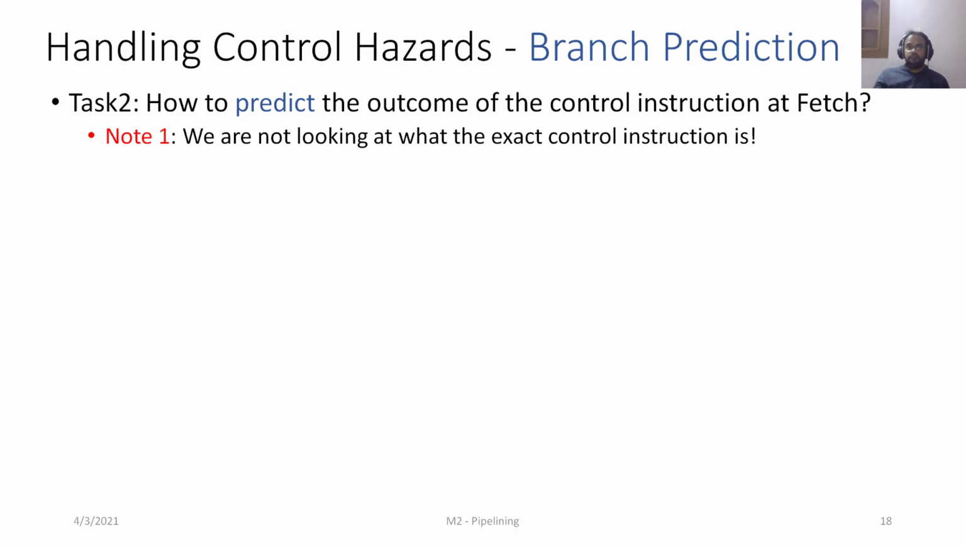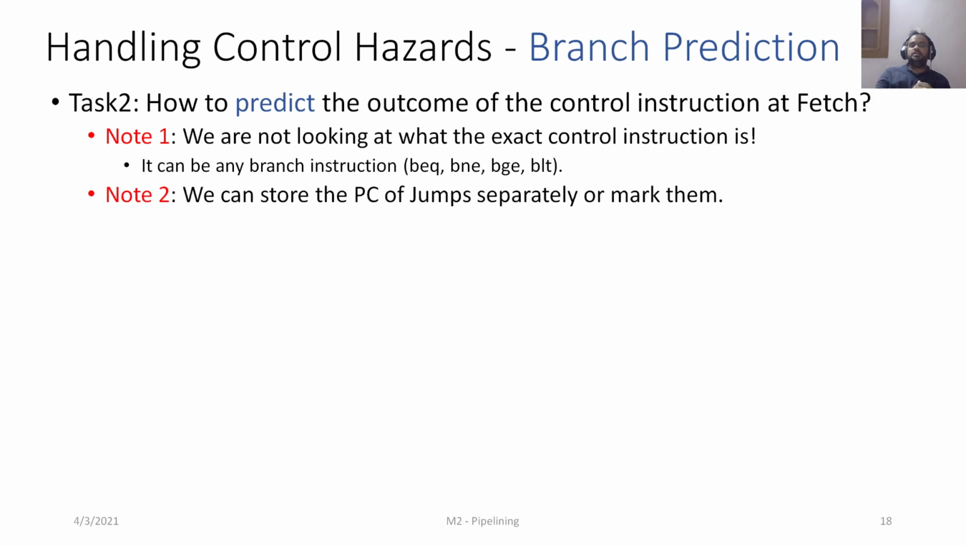this is a prediction. We are not actually resolving the branch. In fact, we are not even looking at what the branch is, right? We don't know, make a note, whether the control instruction that we are bringing in is a BEQ or BNE. We just make a note that it is a control instruction. We are not going to store any other information in this regard.